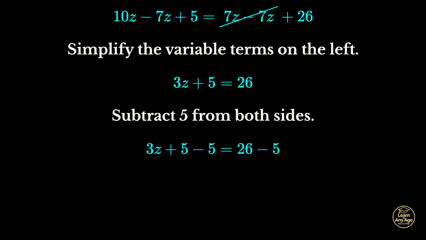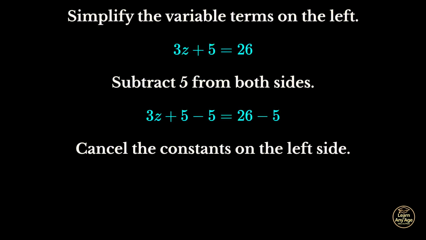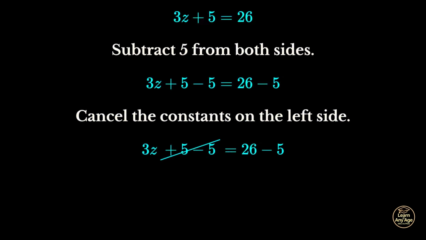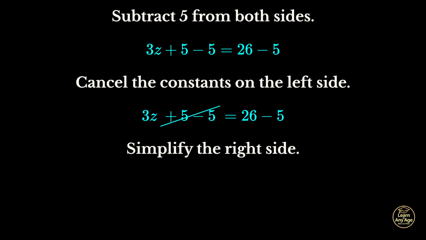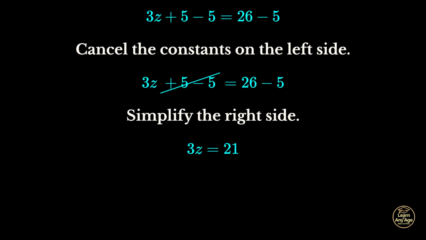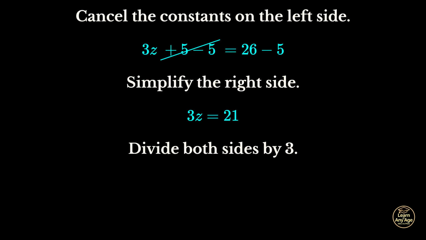3z plus 5 minus 5 equals 26 minus 5. Cancel the constants on the left side. 3z plus 5 minus 5 cancelled out equals 26 minus 5. Simplify the right side. 3z equals 21. Divide both sides by 3.